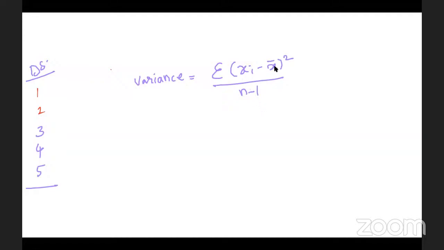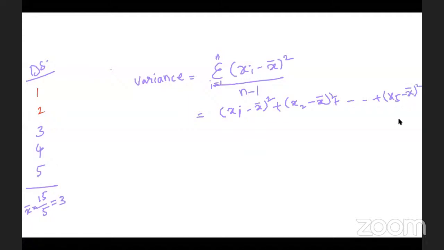So what is this x bar? X bar is nothing but the mean of the data set. We can compute the mean: 15 by 5, that is 3. So this x bar is 3. What is xi? Xi is nothing but the individual elements in the data set. Simply, we can plug the values into this equation, with i equal to 1 to n. The total number of elements in this data set is 5. So that means we'll have 5 terms of xi minus x bar: (x1 minus x bar) squared plus (x2 minus x bar) squared, and like that up to 5. So (x5 minus x bar) squared, divided by 5 minus 1, which is 4.